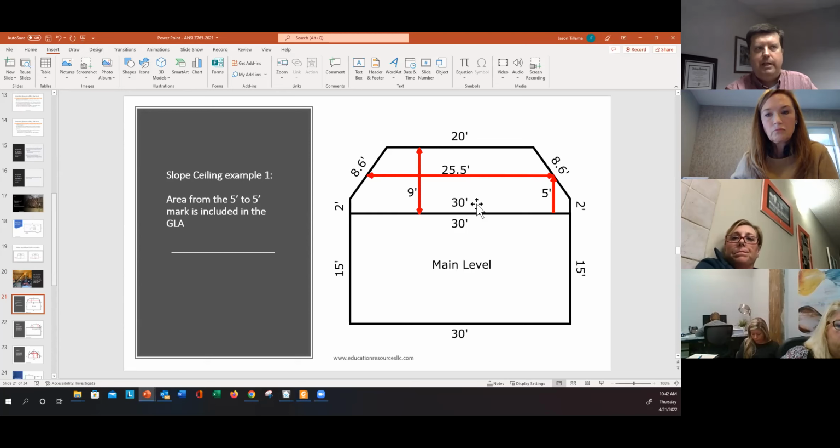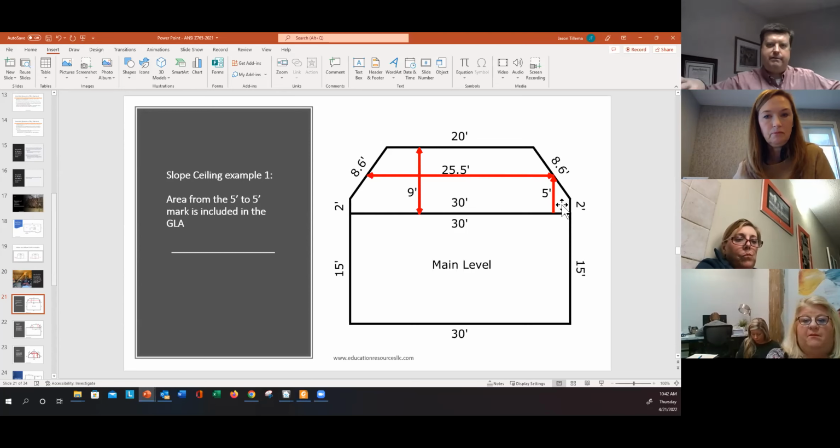That part would count. You see this little area right here? That part right there, and it would be the same over here, cannot be included in the GLA because they're outside of that 5 foot mark.